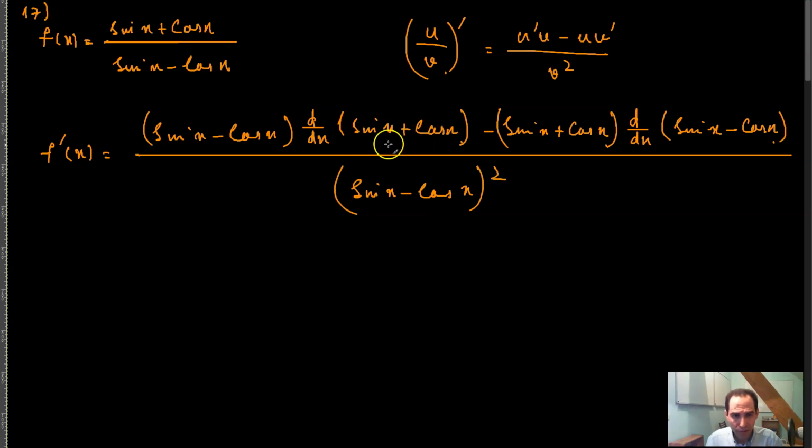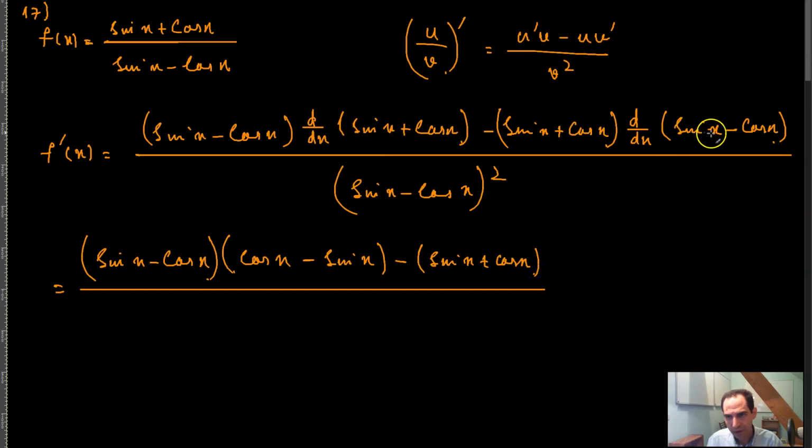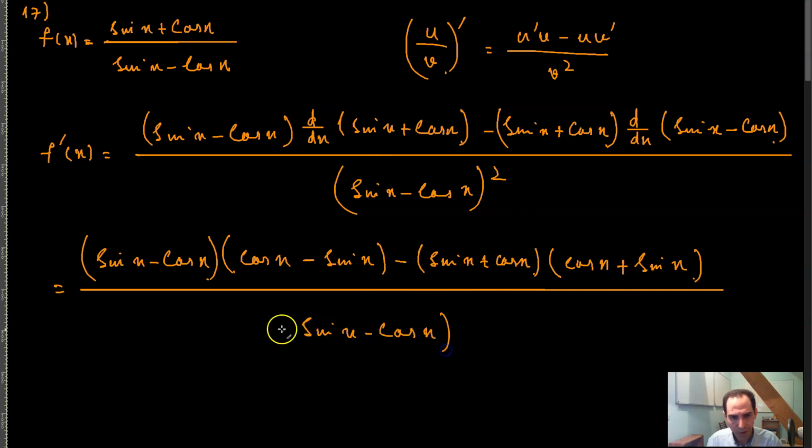Now you know that basically the derivative of sin x is cos x, the derivative of cos x is negative sin x. So you can write this as basically sin x minus cos x times cos x minus sin x, minus sin x plus cos x, and the derivative of this becomes cos x, and the derivative of cos x is negative sin x, times negative is positive sin x. So that is basically sin x plus cos x whole squared, divided by sin x minus cos x whole squared.